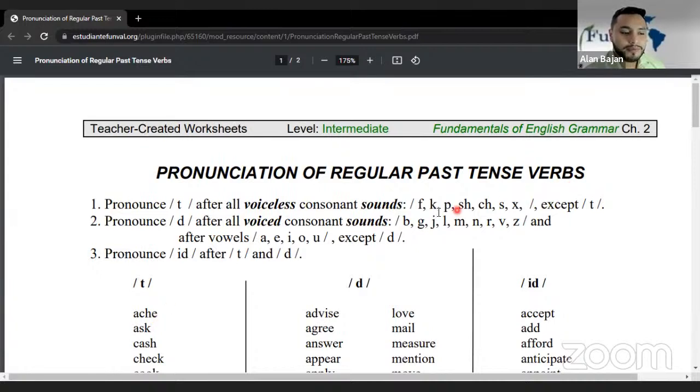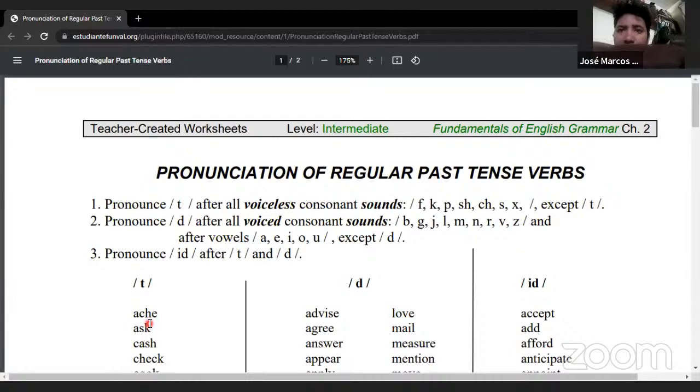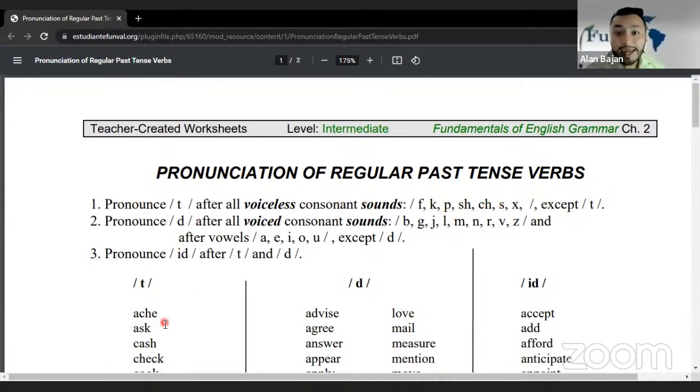So what of these sounds do you think ends? TH, CH, right? What is the last sound? CH. So in past tense, I will pronounce it with T at the end. T, t, t. Repeat, t.